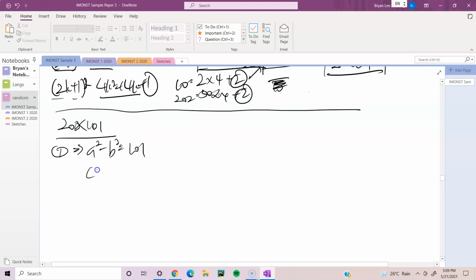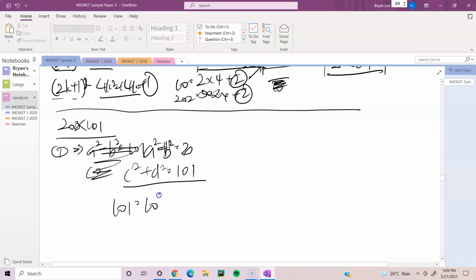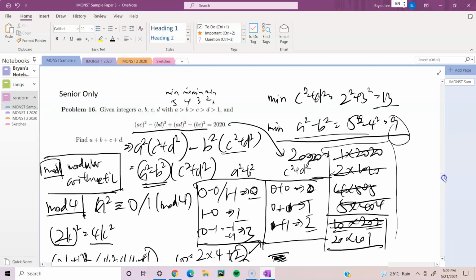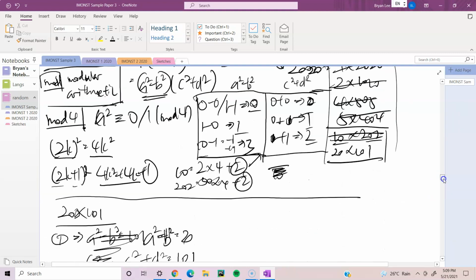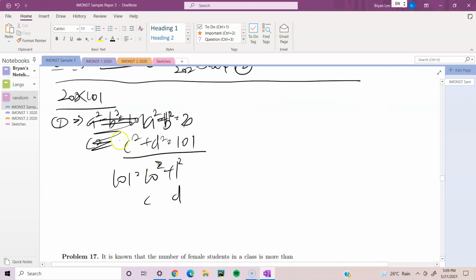Wait, a squared minus b squared equals 20, and then c squared plus d squared equals 101. Now, for 101, we would have only 10 squared plus 1 squared. You can check this for yourself. No other is possible. But then look again. This must be c and this must be d. But as stated in our question, d is strictly larger than 1, so d cannot be 1. So this case is not possible. So we cancel this case, so we go to the second case.